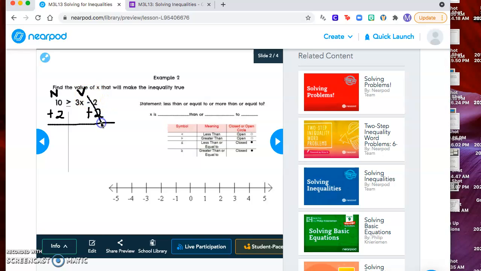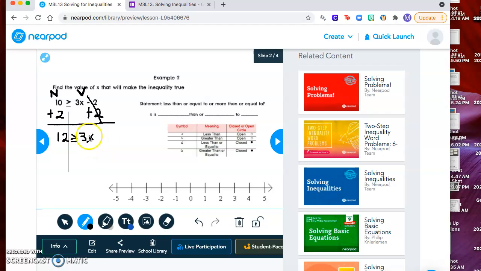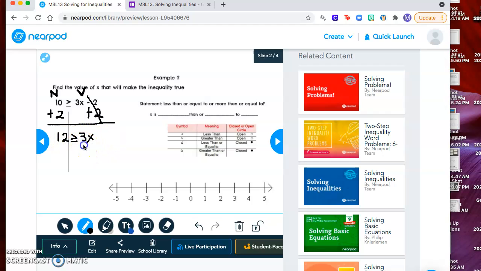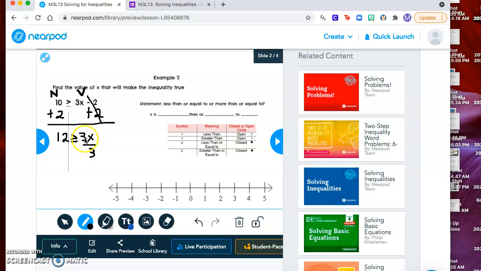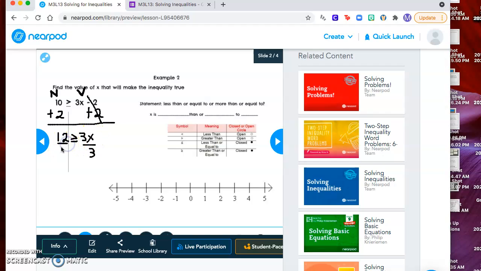This gives me 0, and I get 3x is less or equal to 12. Now, what times 3 gives me 12? Well, I know it's 4, but how do I get that? Again, we always do the inverse. So if I'm multiplying 3 times x, I do the inverse and I divide. Also because we want to get 1x.